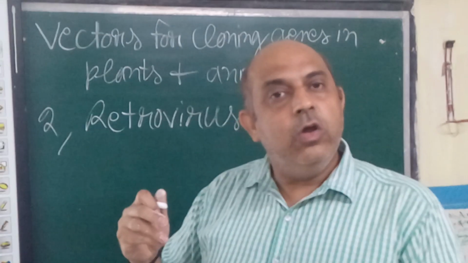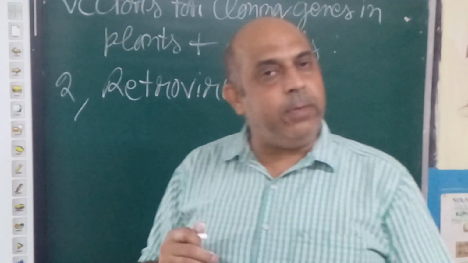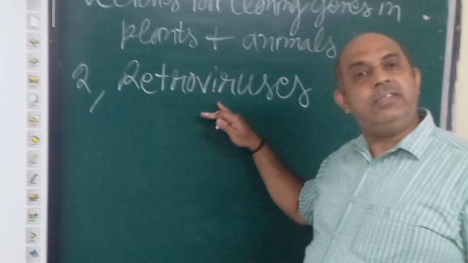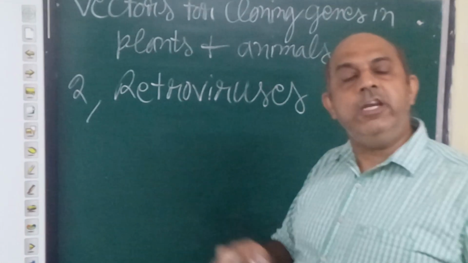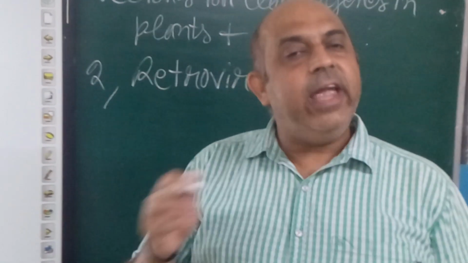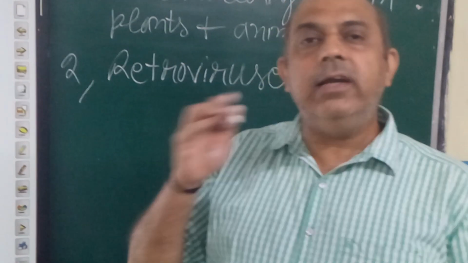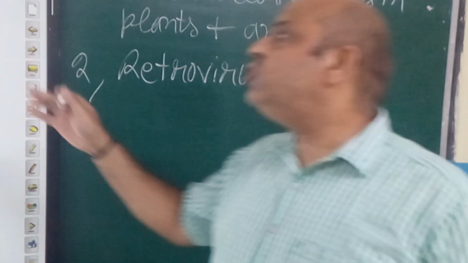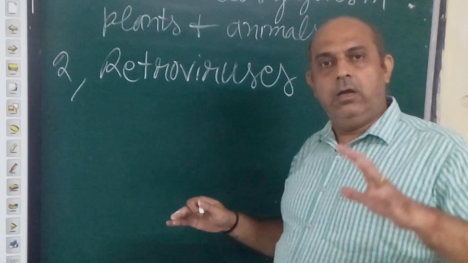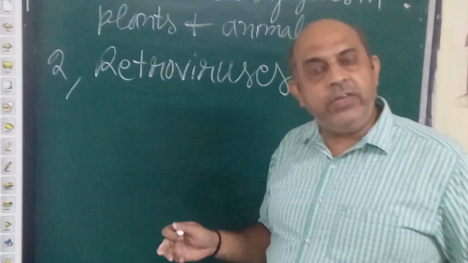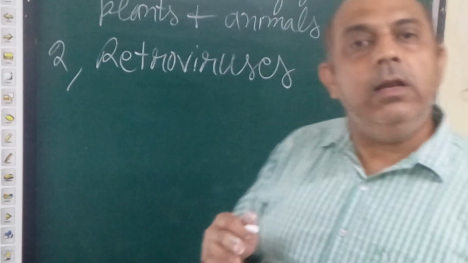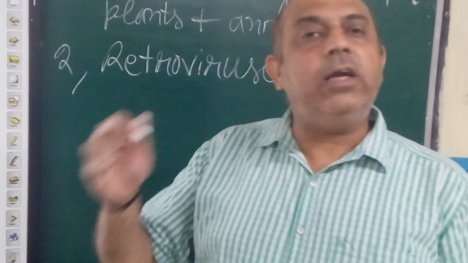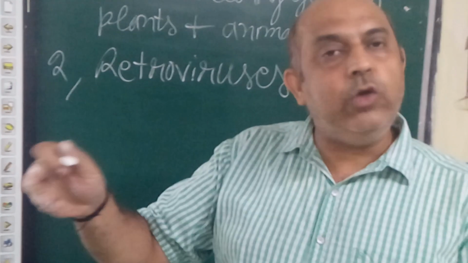Again, in the next chapter, you will study a topic, gene therapy. In gene therapy, we have utilized retroviruses for the treatment of a disease, that is ADA deficiency, also called SCID, severe combined immunodeficiency. So, in this topic, we have studied Agrobacterium tumefaciens, which is responsible for transferring genes, and which can be used as a vector for transferring genes into the dicot plants.